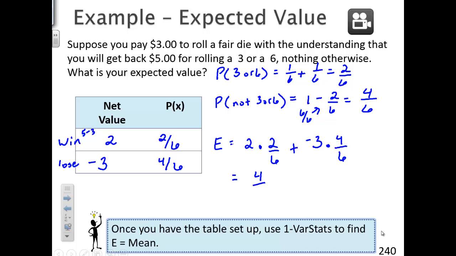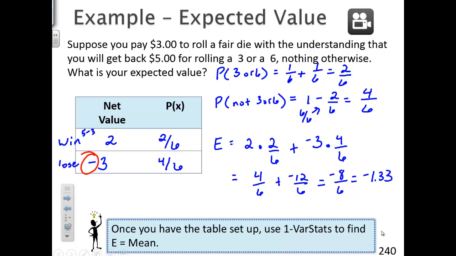So we end up with 4/6 plus a -12/6, and that is equal to -8/6 or -1.33. So we do want that negative in there because that's going to tell us if we have a loss or a gain. If we get a negative answer for our expected value, that means we can expect to lose money over time playing this game. If we get a positive value, then that would mean that we can expect to gain money over time playing this game. But we got a negative, so if we roll many times, we can expect to lose $1.33 on average.